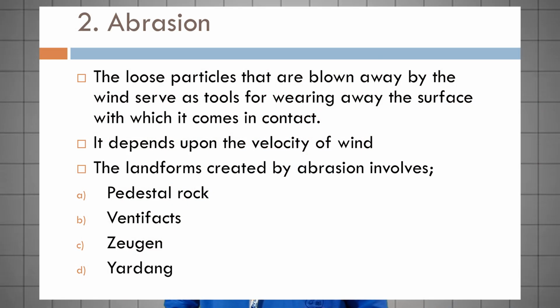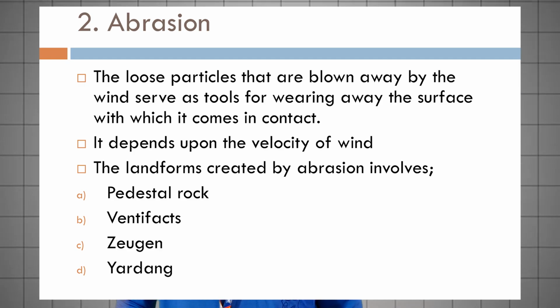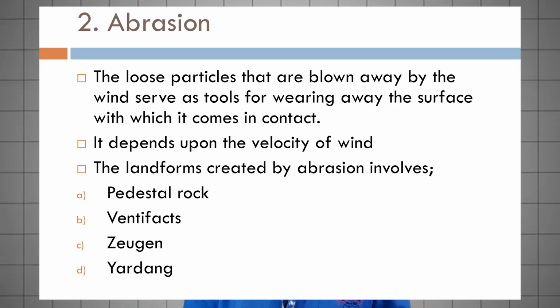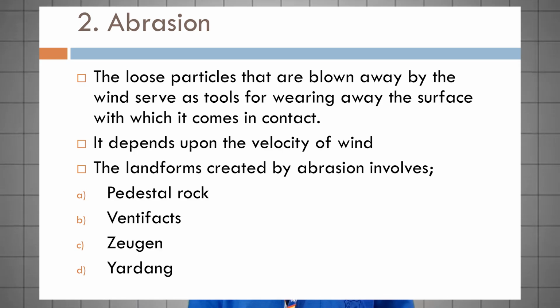And the next process is abrasion. Abrasion is similar to deflation, but the main distinction is that they carry away the loose particles. It depends upon the velocity of the wind. The landforms formed by abrasion include pedestal rocks, ventifacts, zeugen and yardang.